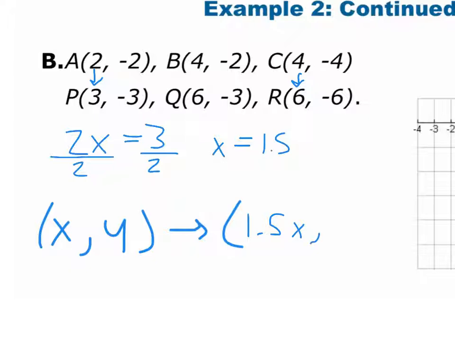Let's see if it works for y. What's 1.5 times -2? -3. And what's 1.5 times -4? -6. So our y is going to be 1.5y.